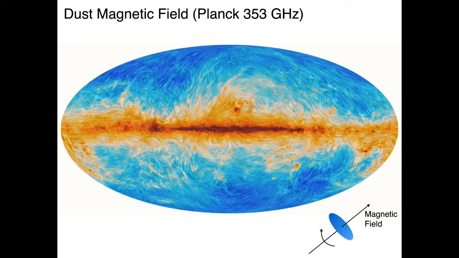And once again, I want to point out that this North Polar Spur seems to have some magnetic field lines that look like they're following it. And the same can be said for this band region.